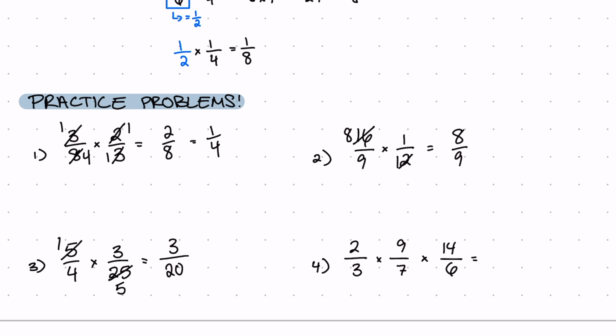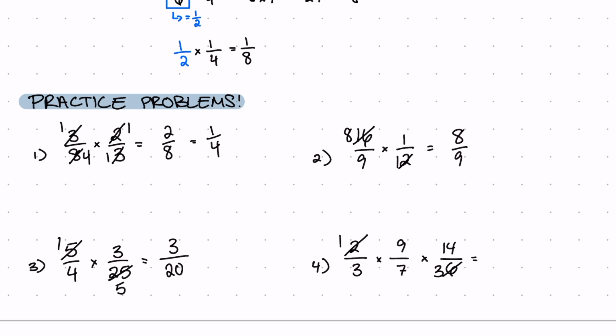And lastly, we have 2 over 3 times 9 over 7 times 14 over 6. So that's a big one. But let's go through it together. So right off the bat, we can see we have a 2 on the top and a 6 on the bottom. So these are both even numbers that are divisible by 2. So we can reduce those right away. So 2 divided by 2 is 1. 6 divided by 2 is 3.